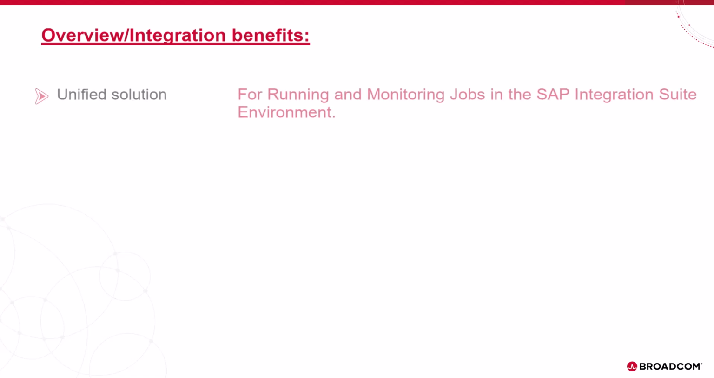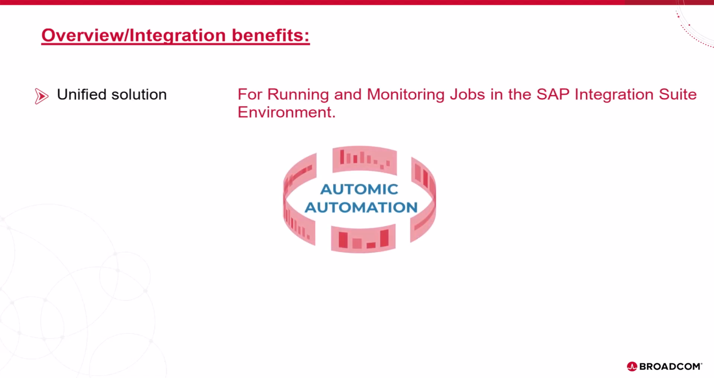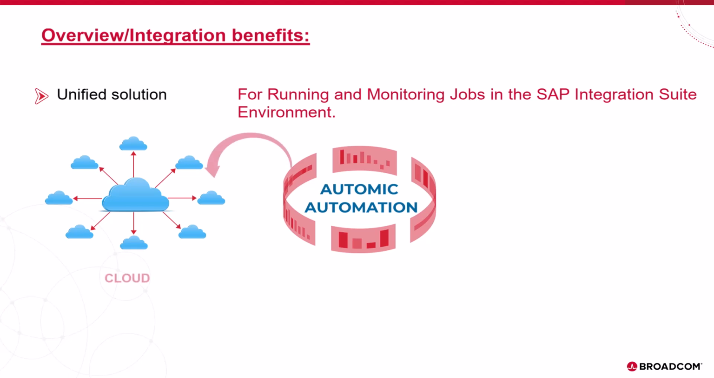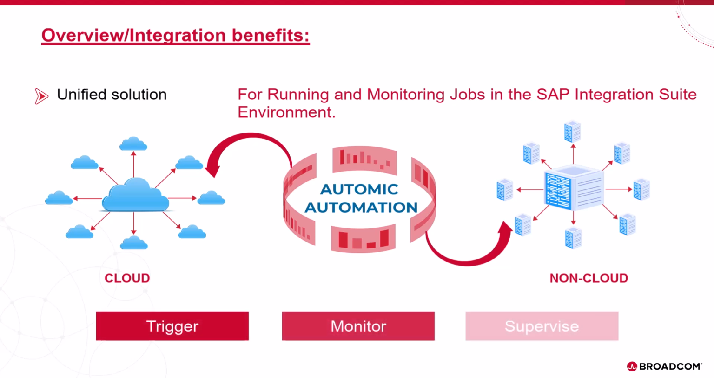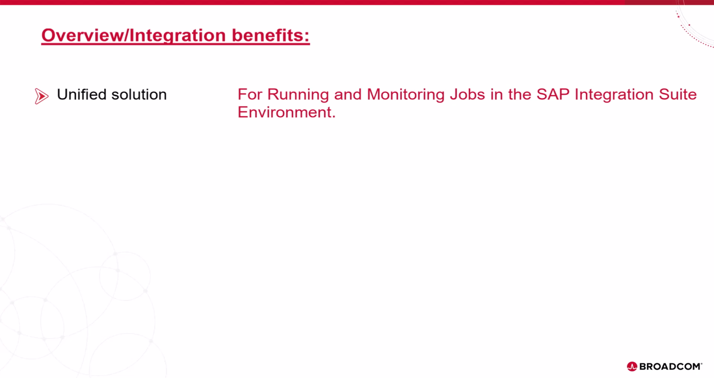Automic Automation plays a central role in orchestrating operations across multiple environments, including the cloud. Automic Automation synchronizes these processes with other, non-cloud operations. By integrating the SAP Integration Suite, we can configure process automation centrally in Automic Automation and then trigger, monitor, and supervise everything in one place. SAP Integration Suite processes can then be synchronized with all other environments routinely supported by Automic Automation.